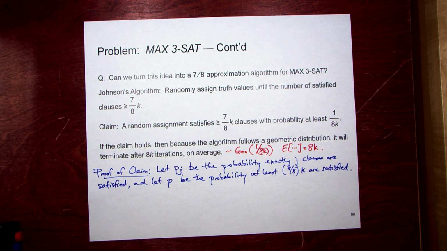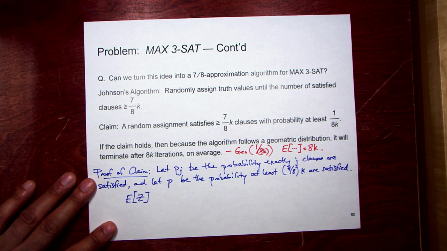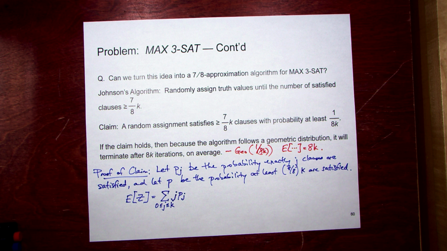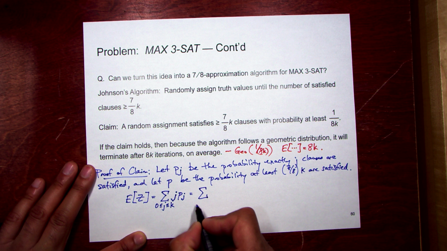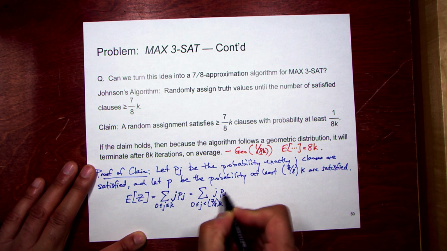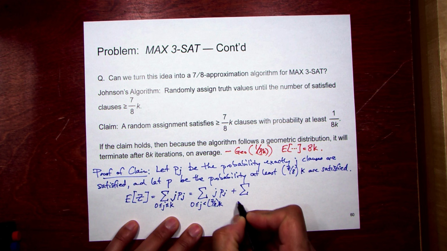Okay, and we're going to use the expectation formula. The expected number of clauses that are satisfied follows whatever the distribution of the number of satisfied clauses is. So we'll go from 0 all the way up to k clauses, j times the probability that j clauses are satisfied. This is the definition of expectation. And we're going to break it up into two individual sums. One is where the number of clauses is less than the target that we want, so j is strictly less than 7/8 k. And the other is where it's at least 7/8 k.